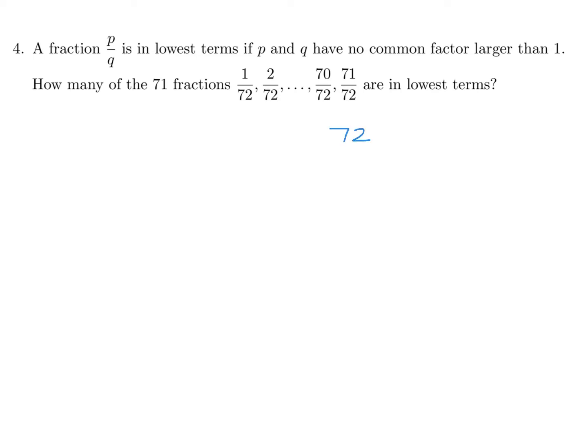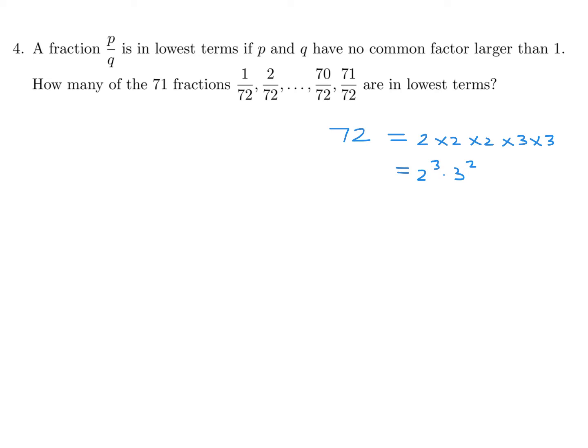Well, 72 is the denominator, so we have to first look at what the factors of 72 are. It is 2 times 2 times 2 times 3 times 3, so 2 to the power 3 times 3 to the power 2. That means anything in the numerator that is either a multiple of 2 or a multiple of 3 will not be in lowest terms.